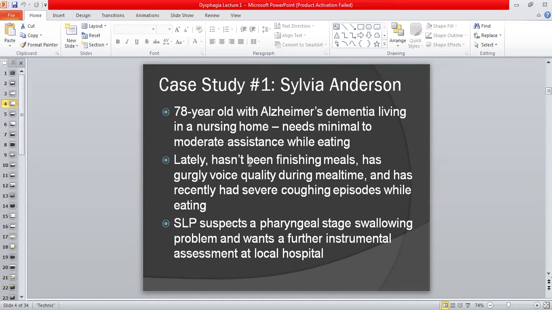So out of these few lines, we understood that age matters, the condition of the nervous system matters, your lifestyle matters. There are some observations like not finishing meals, for example, coughing, for example, gurgly voice, etc. Now, these are observations. And finally, observations need to be convincingly understood with the help of some instrumental assessment, which we'll be talking about later in this lecture.